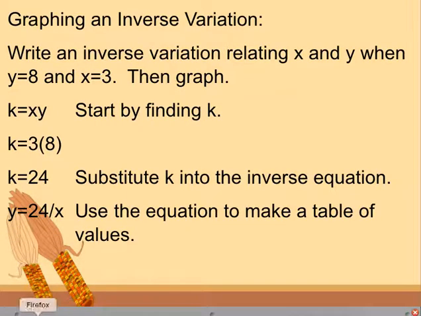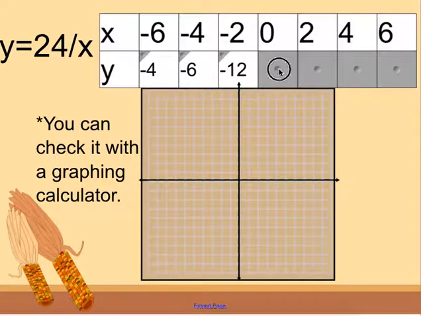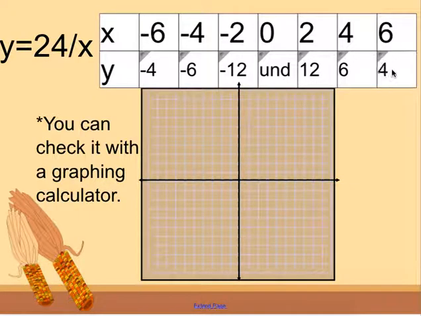So we can use this to create a table of values. We can say, what if we plug in -6? Well, we get -4. Divide by -4 there, we get -6. -2 gives me -12. 0, if we divide by 0, we get undefined. We can't divide by 0. 2, we get 12. 4, we get 6. 6, we get 4. And we can plot these on a graph. If we do that, I'm just going to quickly graph these.